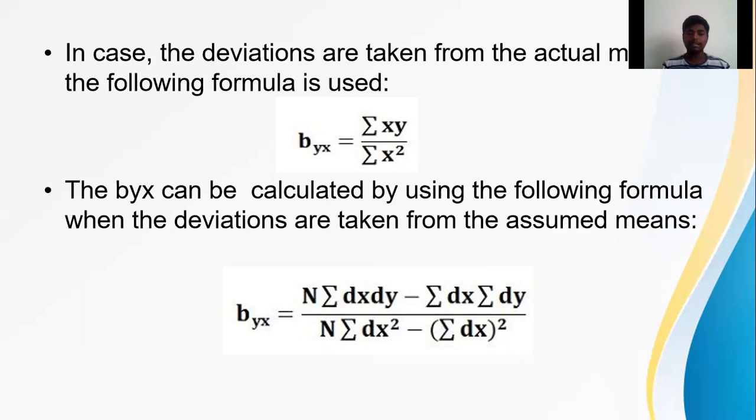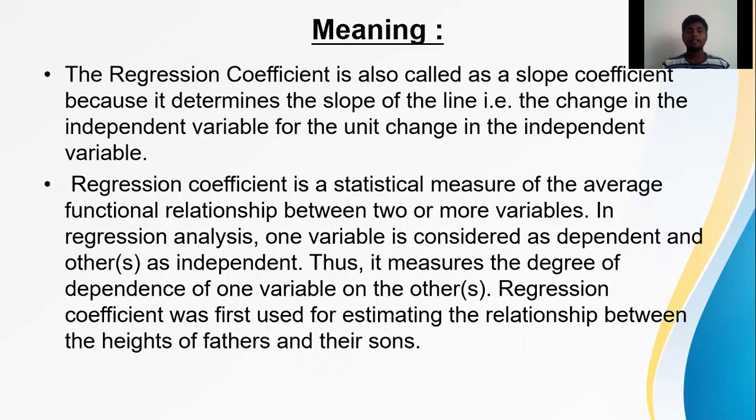The byx can be calculated by using the following formula when the deviations are taken from the assumed means. Byx is equal to n into summation of dx dy minus summation of dx into summation of dy by n into summation of dx square minus summation of dx whole square. The regression coefficient is also called the slope coefficient because it determines the slope of the line. That means the change in the dependent variable for the unit change in the independent variable.